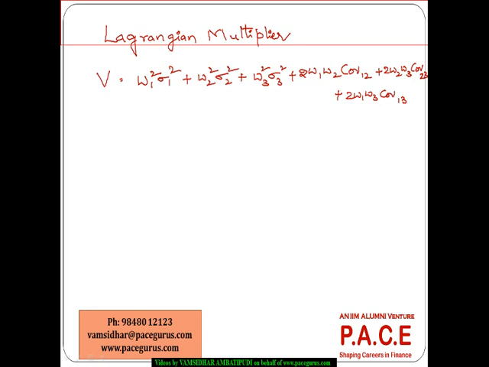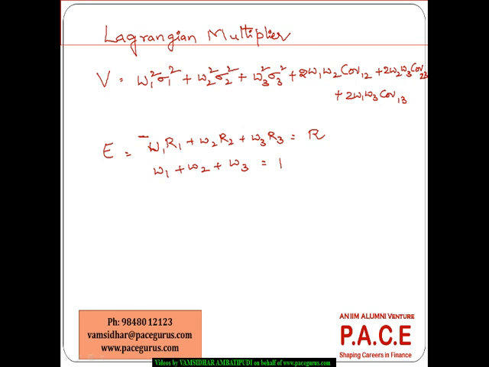This is the variance. Now the Lagrangian simply says whichever variance you want to minimize, minus whichever are the constraints that you have. The one constraint that I have is the expected return, which is W1 R1 plus W2 R2 plus W3 R3 should be equal to some R, which is our expected return. This is one constraint. The other constraint is that all of the weights should sum up to 1.